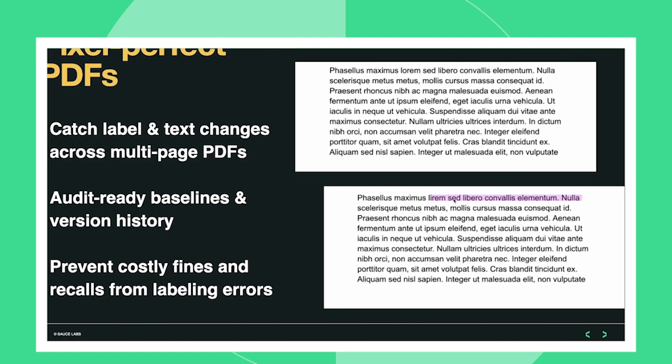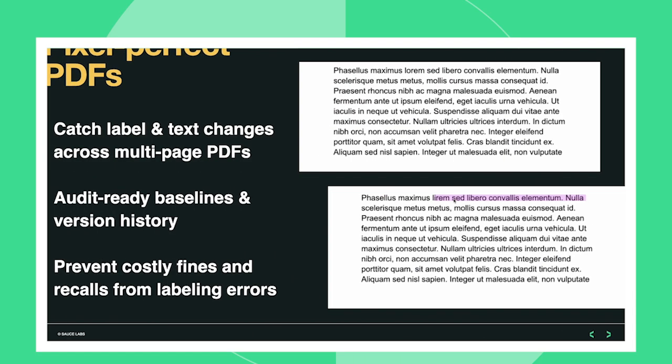In many regulated industries, the documents are the product. A single wording or allergen label slip can trigger multi-million-dollar recalls. Sauce Visual treats every page of a PDF like a screen, capturing, versioning, and checking for changes in seconds. You approve the changes and preserve the audit trail.